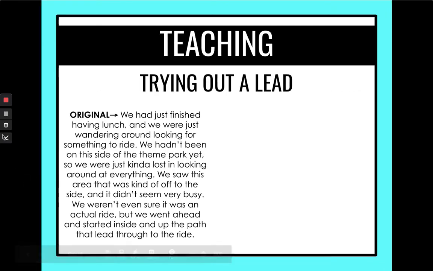So we're going to try out a lead with my writing. Here's my original writing. We had just finished having lunch and we were just wandering around looking for something to ride. We hadn't been on this side of the theme park yet, so we were just kind of lost and looking around at everything. We saw this area that was kind of off to the side and didn't seem very busy. We weren't even sure it was an actual ride, but we went ahead and started inside and up the path that led through to the ride.